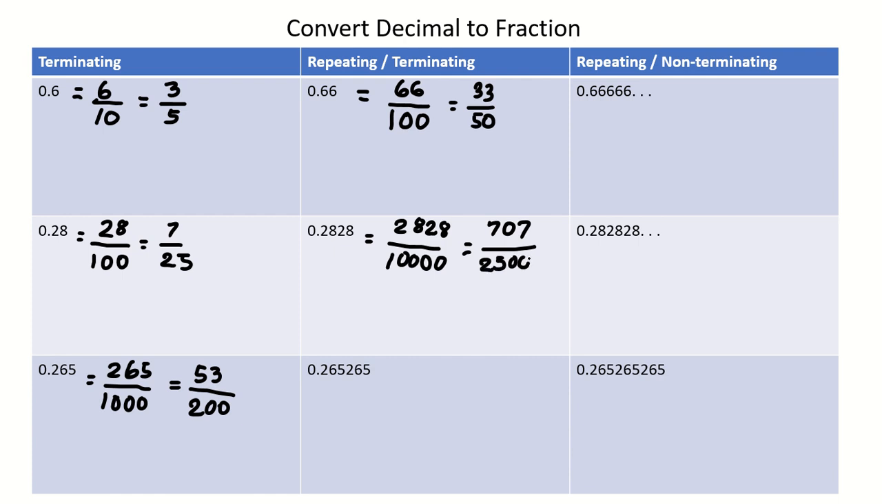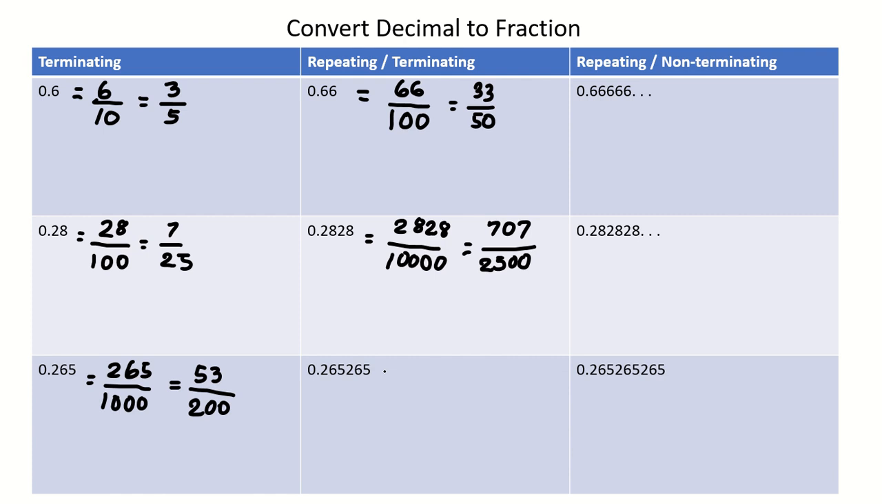You can check your calculator, by the way. For example, is 33 divided by 50 equal to 0.66? Then this is correct. The same goes here: 707 divided by 2,500. Would that be equal to 0.2828? Then our answer is correct.